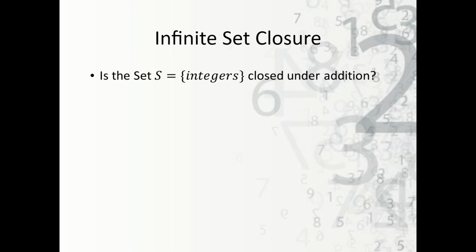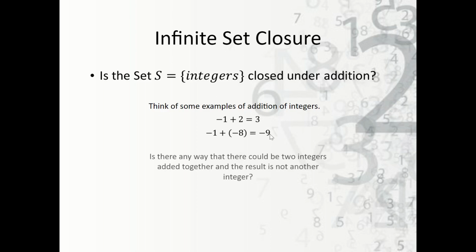Now we can't use a table anymore, so we need to think of some examples of addition of integers and then try to broaden it and say, is there any way that any two integers can be added together and not be an integer? So we do some examples here, and we can see that they're still turning out to be integers. So is there any way we can add two integers together and not get an integer?